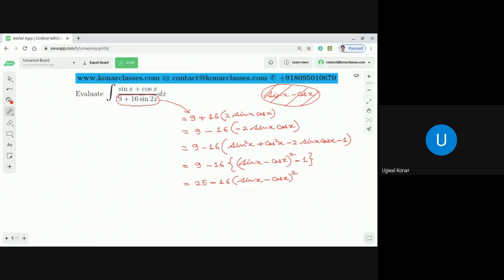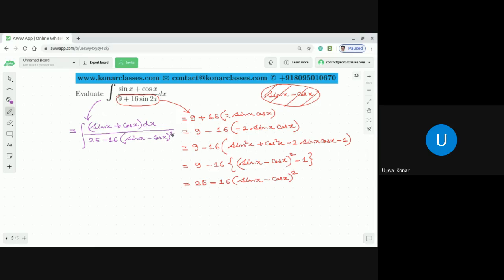I just want to revert back to what I said a few minutes back. I said that if I can bring the denominator in terms of sin x minus cos x, then 80% of my problem is solved, because I know the differentiation of sin x minus cos x is sin x plus cos x. Correct? So then what do I get? Let me use a different color pen. So from here, finally, this is equal to integration of sin x plus cos x dx divided by, instead of 9 plus 16 sin 2x, I am writing 25 minus 16 into sin x minus cos x whole square.